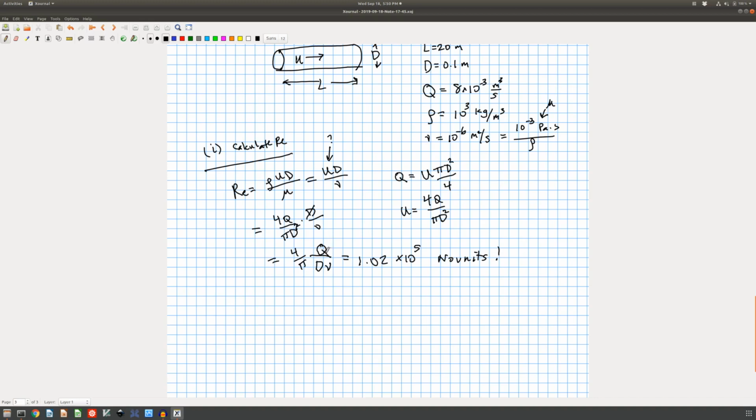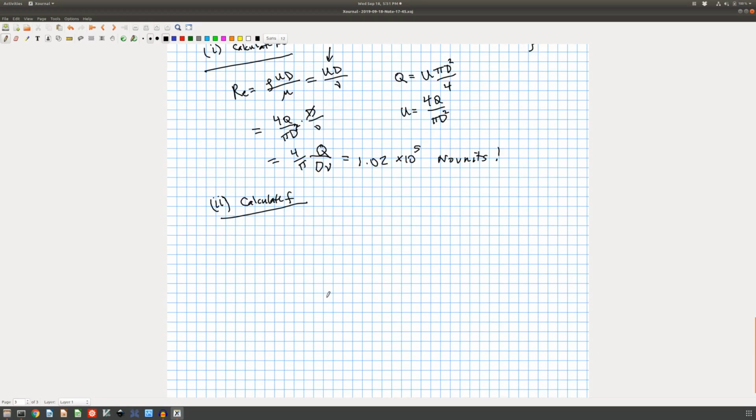In volumetric flow rate, we have meters cubed per second, and there's meters, that's meters squared per second, so that should all cancel out. You should get something with no units when you have a Reynolds number. Now, part two is we need to calculate f. So how do we calculate f?